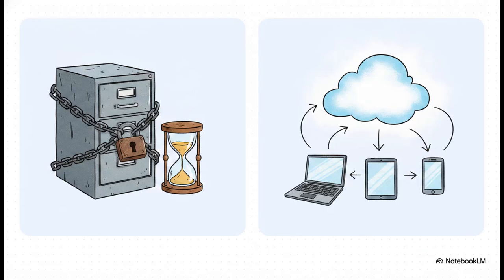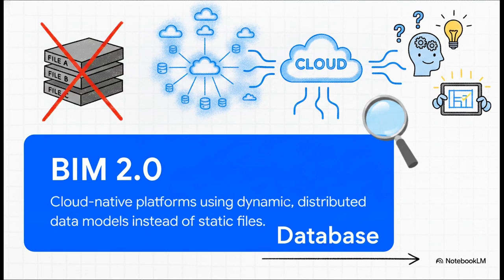And this brilliantly illustrates the paradigm shift we are currently experiencing. We're moving away from the era of BIM 1.0, where files are locked on local hard drives and collaboration is painfully asynchronous. Instead, we are stepping into the era of BIM 2.0. This is a world where data isn't trapped in a file format. It's dynamic, it's native to the cloud, and collaboration happens continuously and instantaneously, regardless of where your team is actually located.